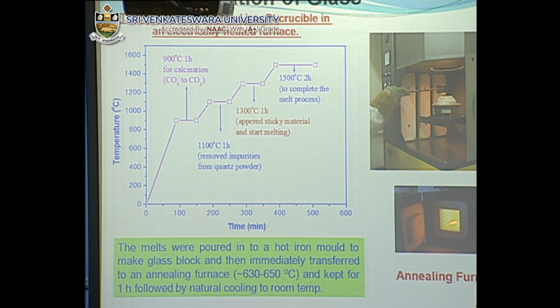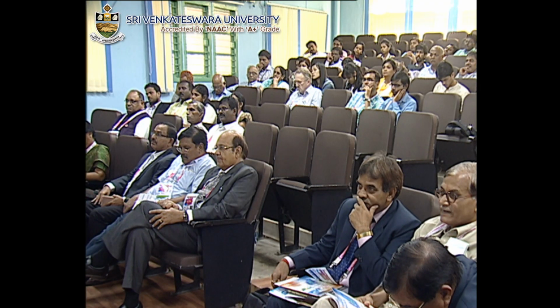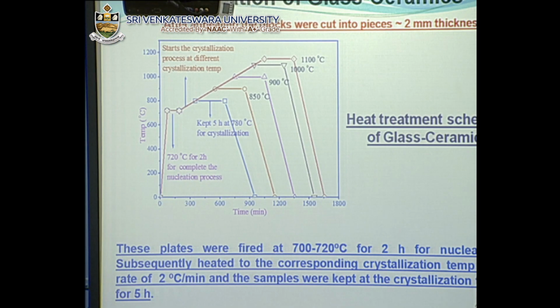Then again we transfer the materials into the annealing furnace, where it operates at a temperature of 630 to 650 degrees centigrade, and kept for 1 hour, followed by natural cooling at room temperature. Now here you can see the plates of glass ceramics.